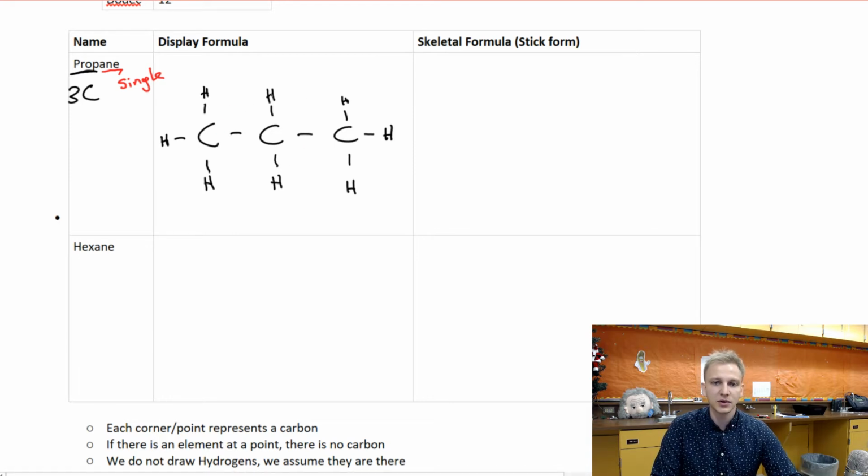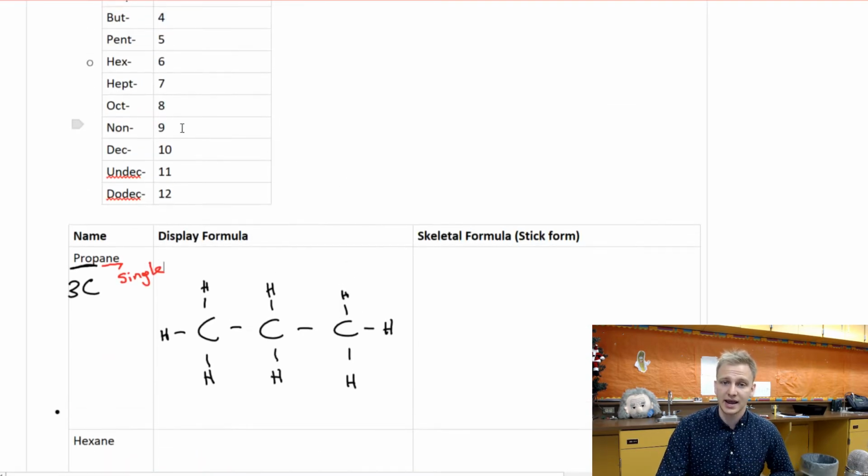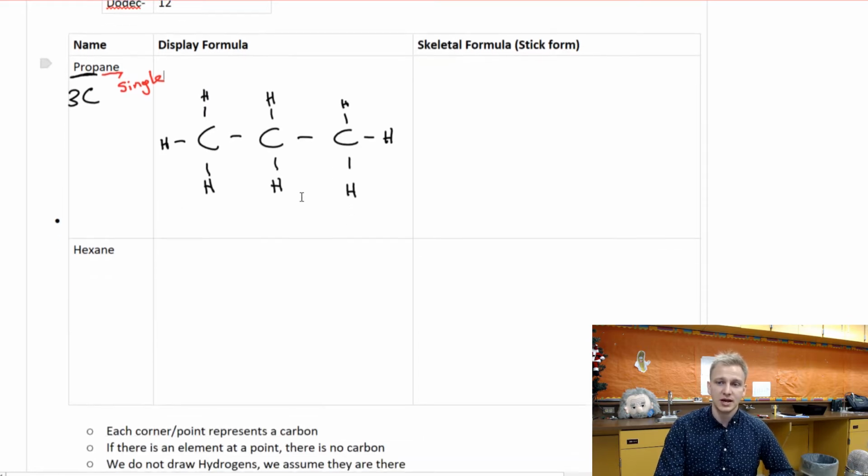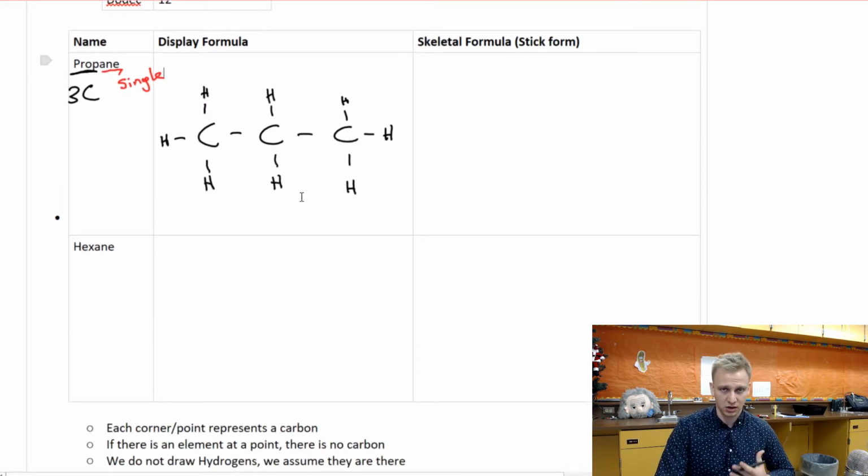Now, if I were to do this for, let's say, a nonane, a 9-carbon molecule, that would take me a very, very long time, and I don't want to do that. Chemists are notoriously lazy. So what chemists came up with for drawing organic compounds is something called the skeletal formula, or the stick form.